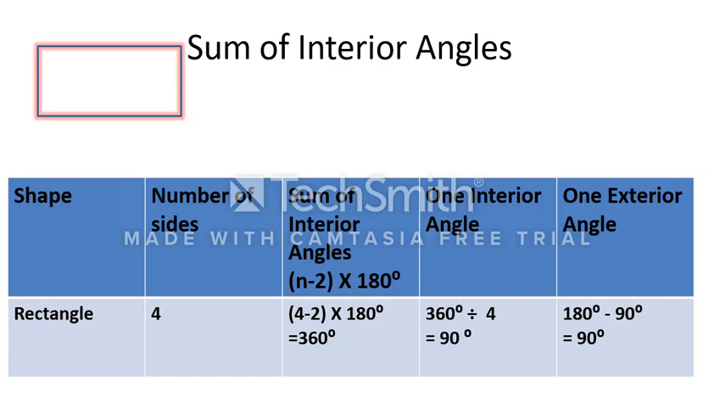Now we want to find one interior angle in the rectangle. So we will divide the sum of interior angles by the number of sides. 360 is the sum and the number of sides is 4. After the division, we got the answer 90 degrees. Now, if we want to calculate the exterior angle of that rectangle, we will subtract the interior angle from 180 degrees. So that's also 90 degrees. So in a rectangle, one interior angle and one exterior angle are equal to 90 degrees, which sum up to 180 degrees.